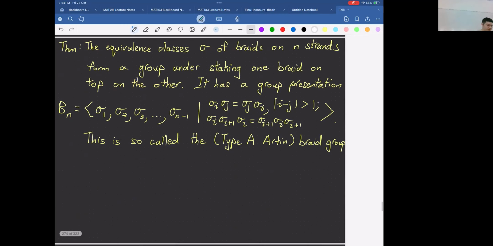So the theorem is, if you consider all these equivalence classes of braids on n strands, actually you can write down this group presentation here. So how do you view braids as a group? Basically you just stack one braid on the other. For example, let me draw some picture for you. Maybe you can stack two braids together like that.